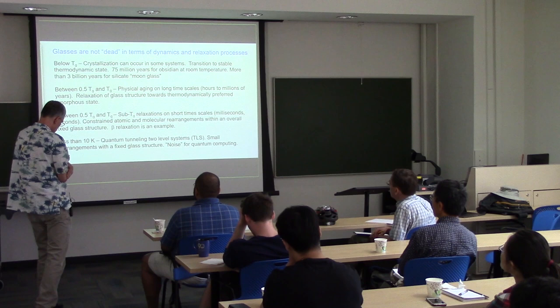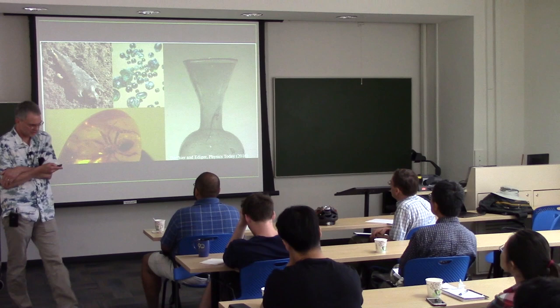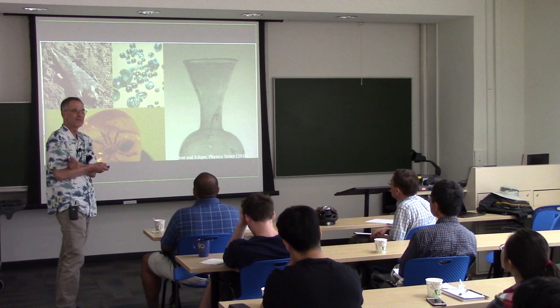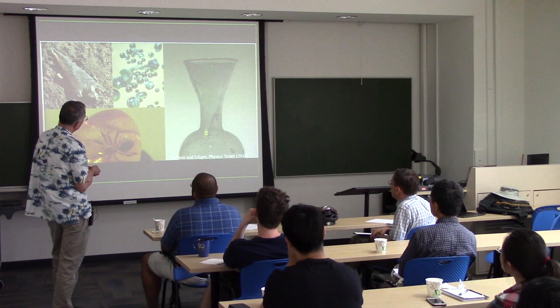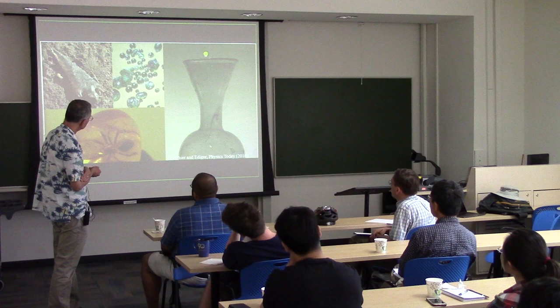These images aren't super clear, but these are just some examples of old glasses that give me an opportunity to talk about how stable glasses might be or might not be against crystallization. So this is a Roman vase that's 2,500 years old, and it's still pretty amorphous. You can still see through it. It's transparent.